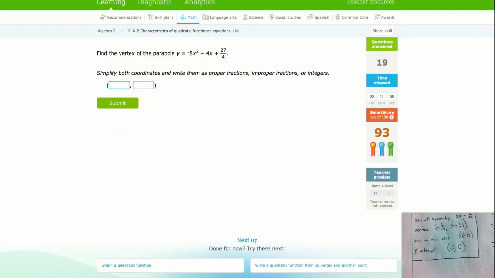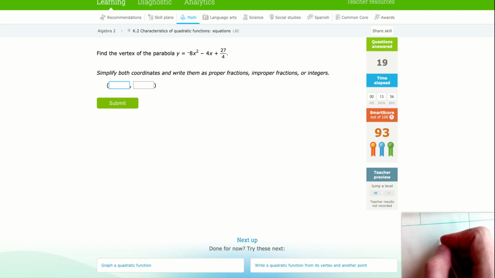Find the vertex of the parabola. Okay, this is going to take me a couple minutes maybe. Vertex, I'm going to do a minus b. That's going to be a positive 4 over 2 times a, which is going to be negative 16. That's going to be a negative 1/4. That's my x value. It's minus b over 2a.